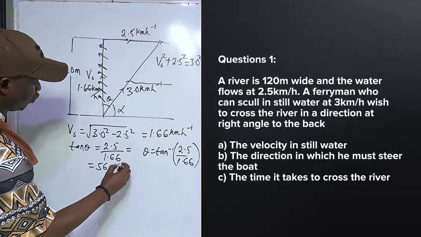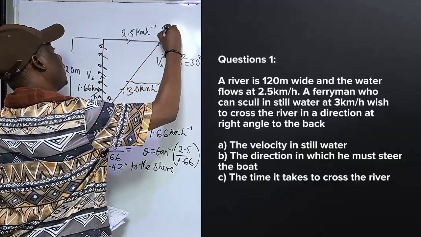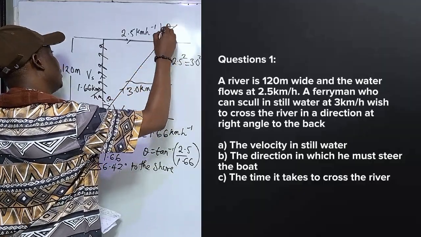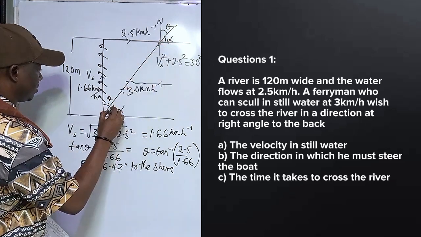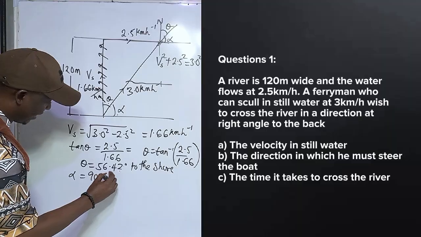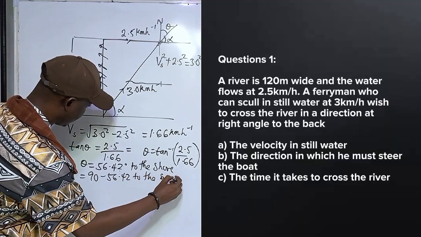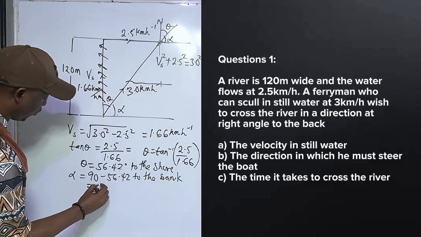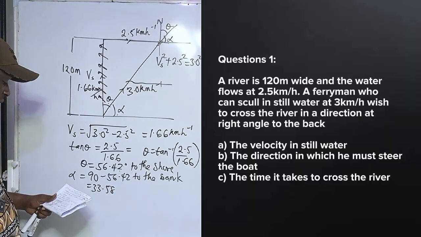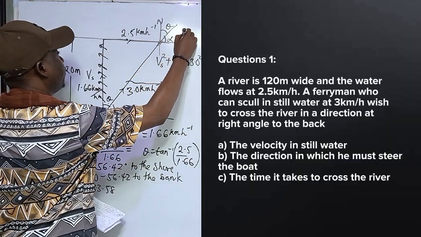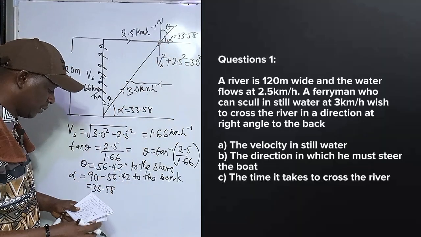Now this one is to the shoreline or to the shore, which is the same thing as this angle here. That is the angle from theta. It can also be to the bank, which is this. So angle to the bank, that will be 90 minus 56.42. What do you have? That is 33.58. So this is 33.58, which is same as this one. So now we have solved the question.